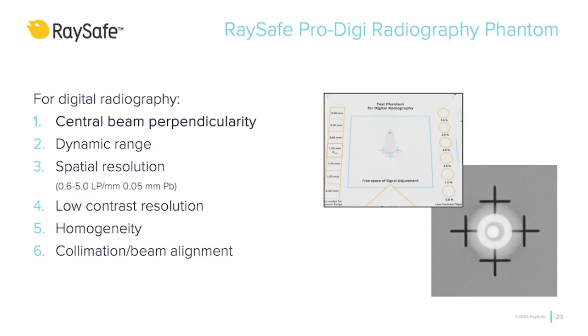The first test is central beam perpendicularity. If the white dot in the center of the image fits within the inner circle, the perpendicularity is off by less than 1.5 degrees. This accuracy is achieved by the ball placed at the top of the cone and the ring at its base. Please note that the cone is delicate and may be easily damaged.